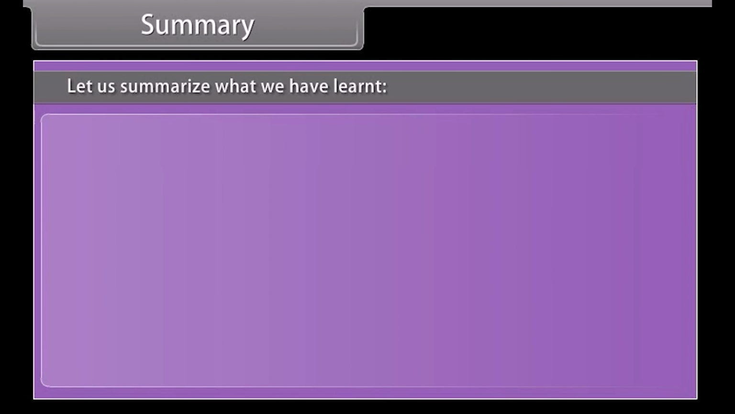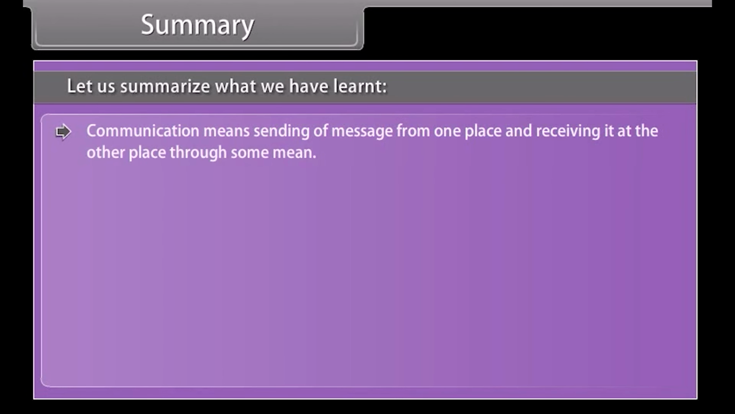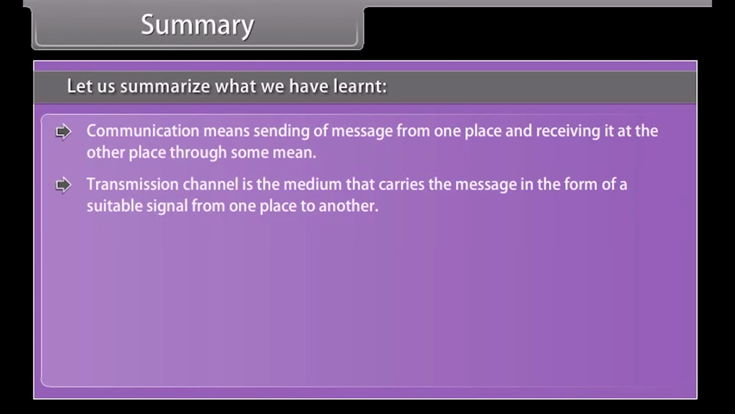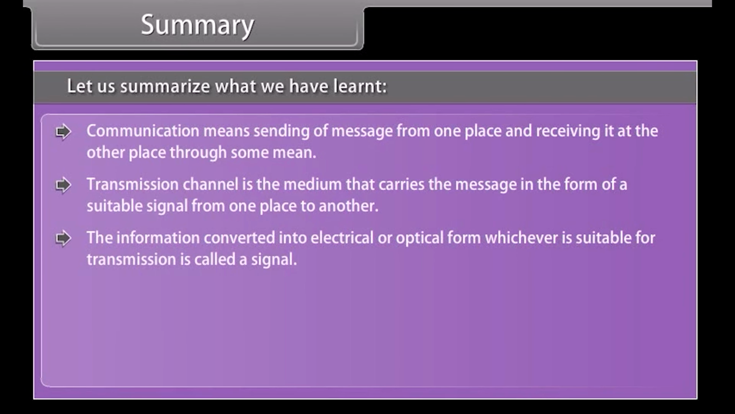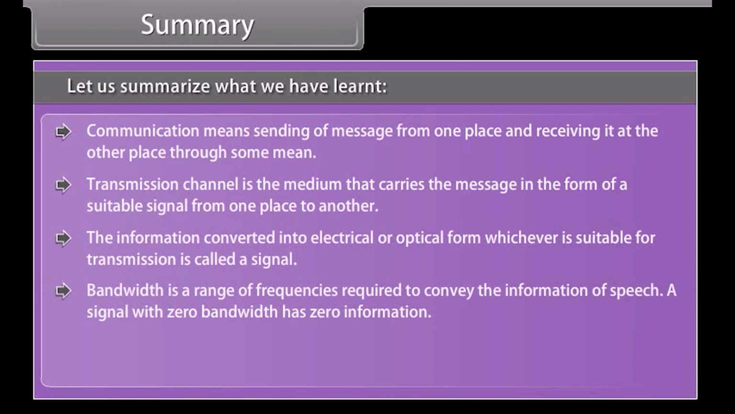Summary. Let us summarize what we have learned. Communication means sending of message from one place and receiving it at the other place through some means. Transmission channel is the medium that carries the message in the form of a suitable signal from one place to another. The information converted into electrical or optical form, whichever is suitable for transmission, is called a signal. Bandwidth is a range of frequencies required to convey the information of speech. A signal with zero bandwidth has zero information.